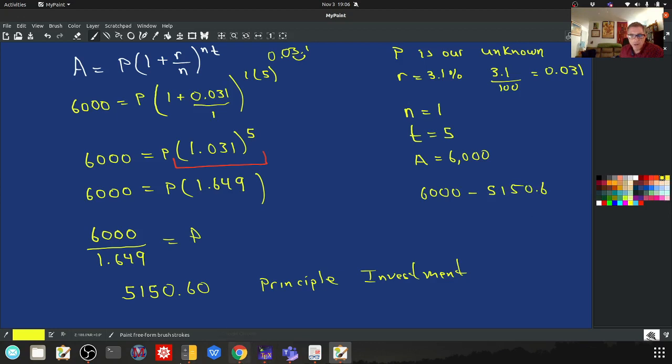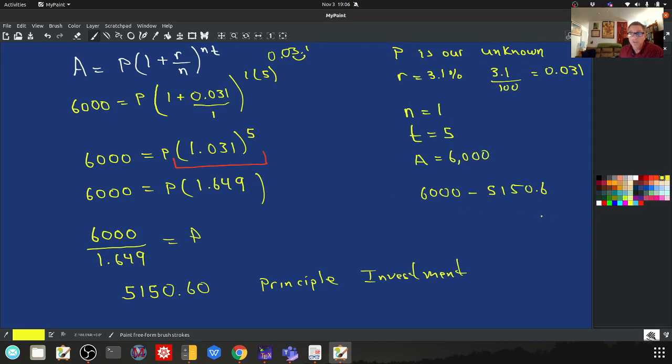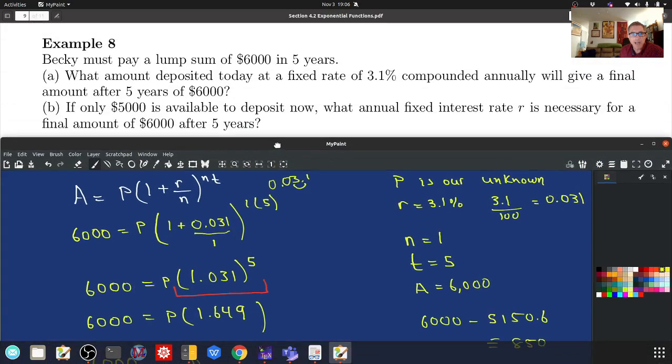by that much. And we're using calculators, so I'm going to go ahead and subtract 6,000 from it. And then we're going to take its absolute value. You get almost $850 earned in interest in 5 years. Not bad. So what was our second question we were asked?